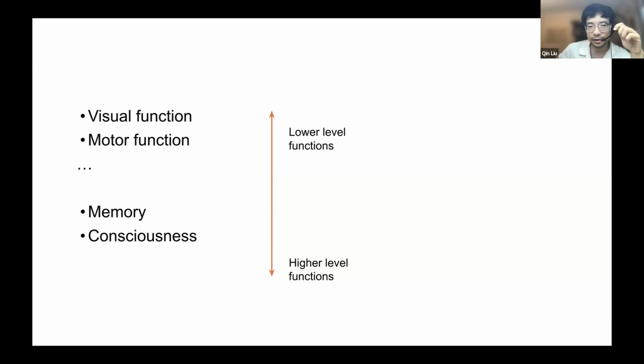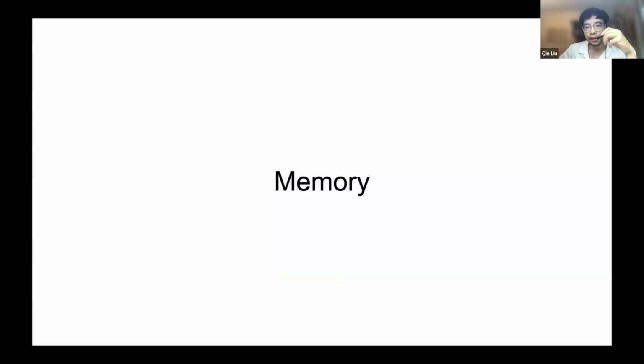Higher level functions tend to involve large-scale brain networks. Many brain regions are involved, and it is hard to define the boundary of those functions. So there is far less work on these high level functions, for example, memory and consciousness. But this is exactly the topic we want to focus on today. We want to perform some simulation of memory and consciousness. First, I'd like to present my own work on memory, and then my colleagues Leon and Valerie are going to present their work on consciousness.